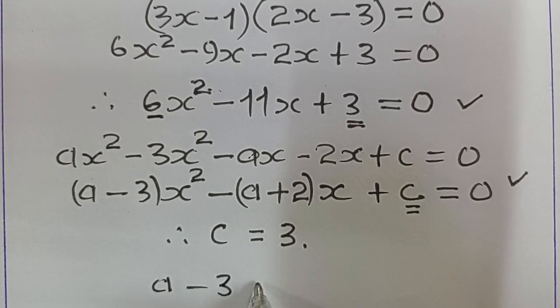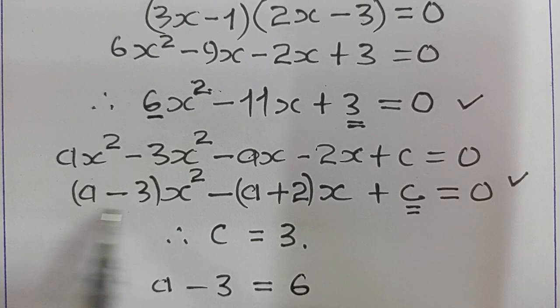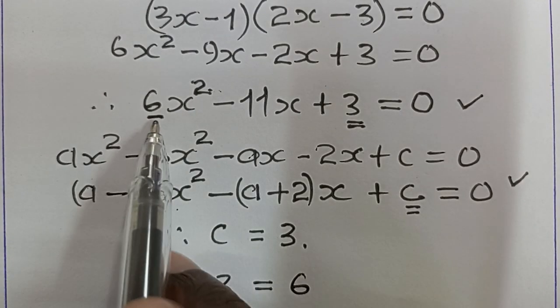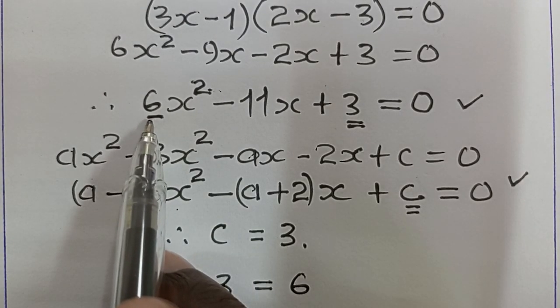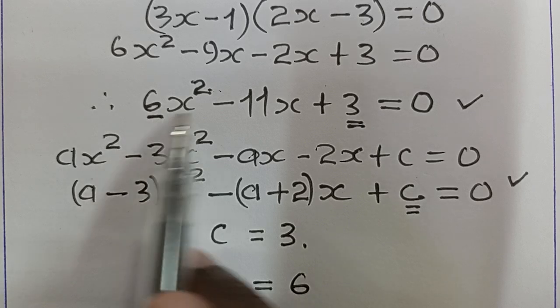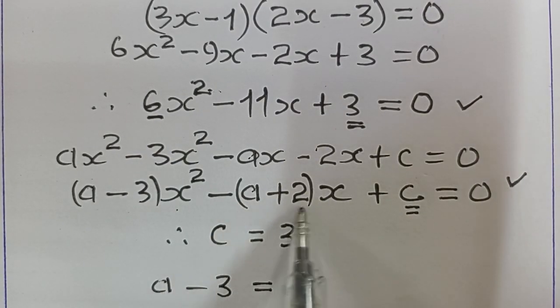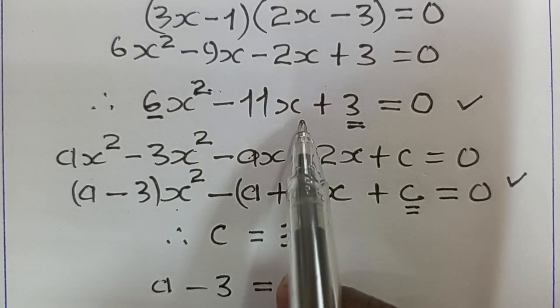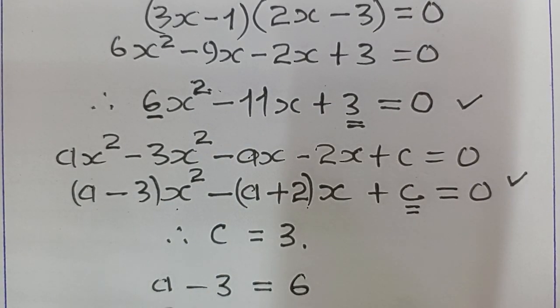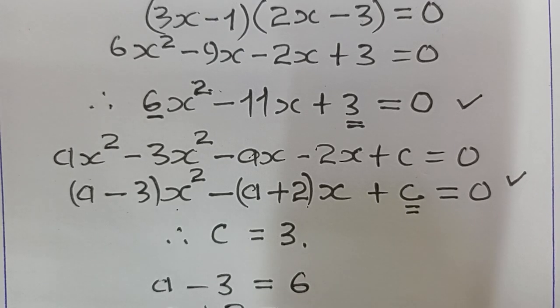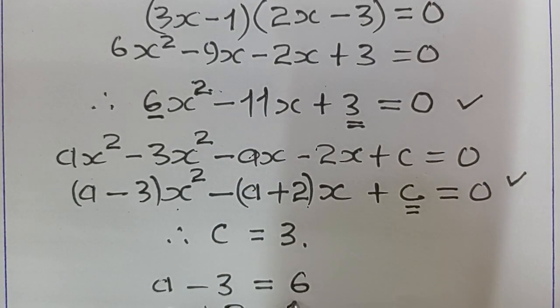So it means we have a minus 3 should give us now 6. That is the coefficient of x squared here, should be the same as coefficient of this. And now coming to this, the coefficient of this x should be the same as that. Therefore, this is going to be a plus 2 is equal to now 11.